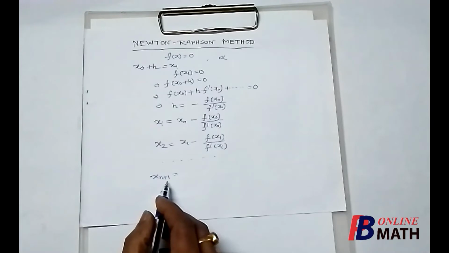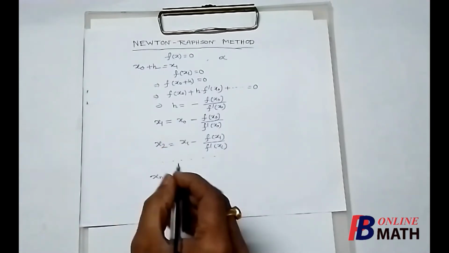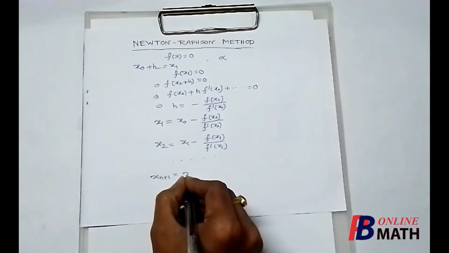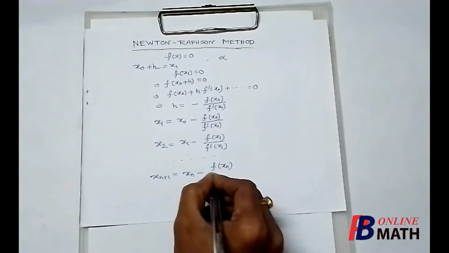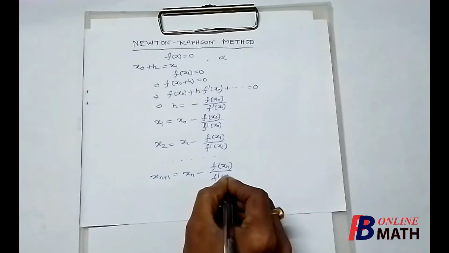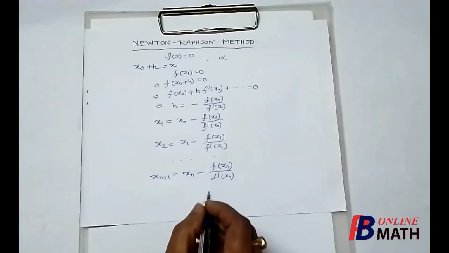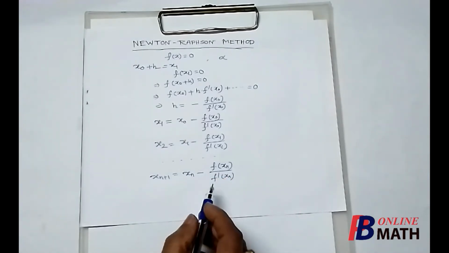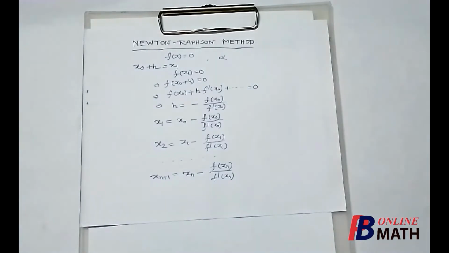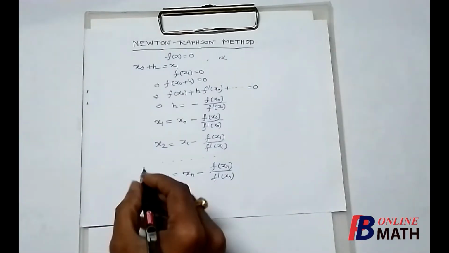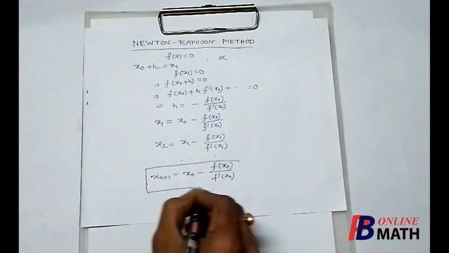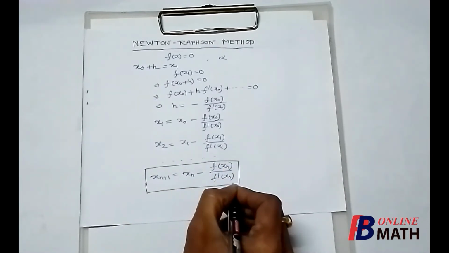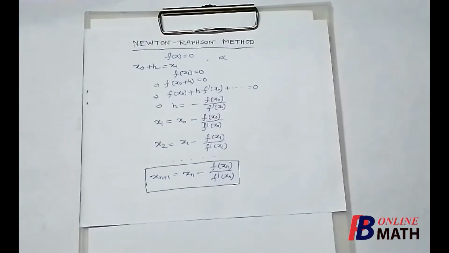Continuing in this way, in general we may write x(n+1), that is the (n+1)th approximation of the exact root alpha, equal to xn minus f(xn) divided by f dash xn, provided f dash xn is non-zero. So this is the required iteration formula for the Newton-Raphson method. Using this iteration formula, we can find successive iterations of the exact root alpha.